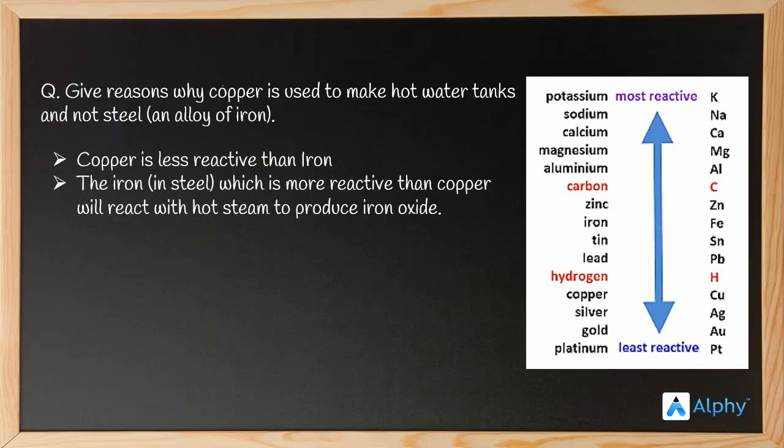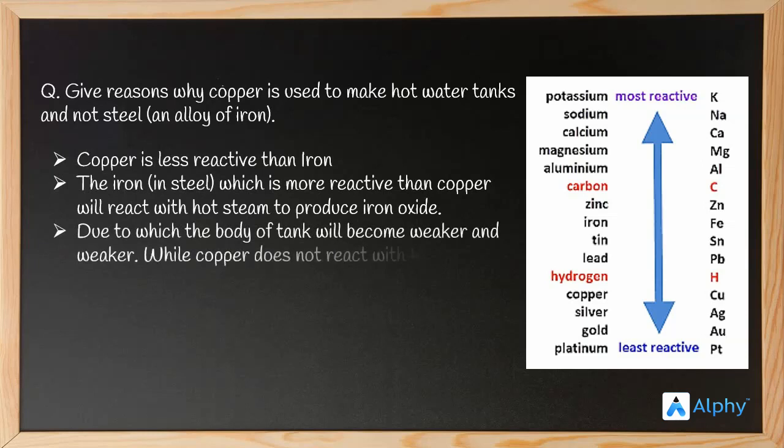And if the steam reacts with the iron present in the steel, if the tank is made up of steel, then what will happen is the iron will react with this hot steam to produce iron oxide, right? Which will make the wall of the tanks weaker and weaker, which is not actually desirable, at least in the scenario of hot water tanks. Due to which the body of the tank will become weaker and weaker, while copper does not react with water.